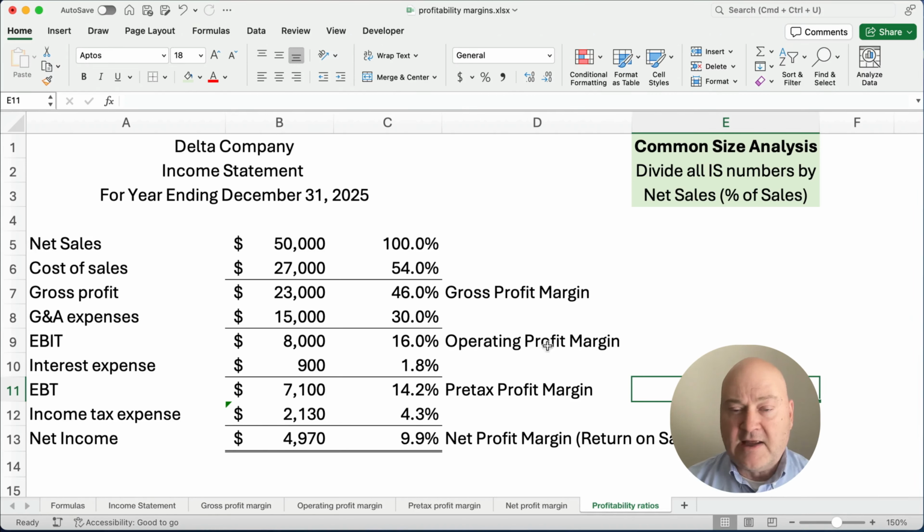So let me mention this. They all have the word profit in it, but if you just hear the word profit margin, then generally they're talking about the net profit margin. You could see return on sales or ROS.